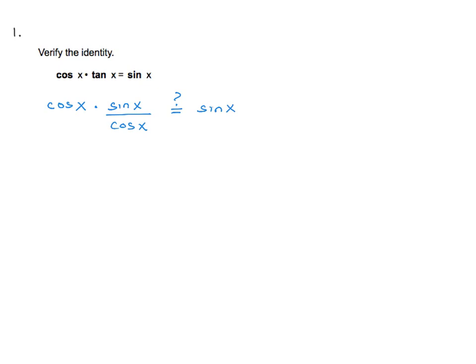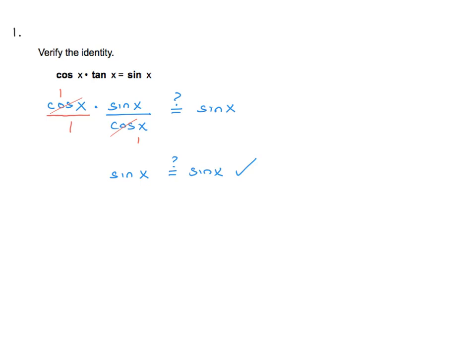And I can really see that after one step, if I want to multiply these two fractions together, I have a cosine in both the numerator and the denominator, and so they cancel. And this leaves us with sine of x on the left and sine of x on the right. And once the left side is equal to the right side, we have verified the identity.